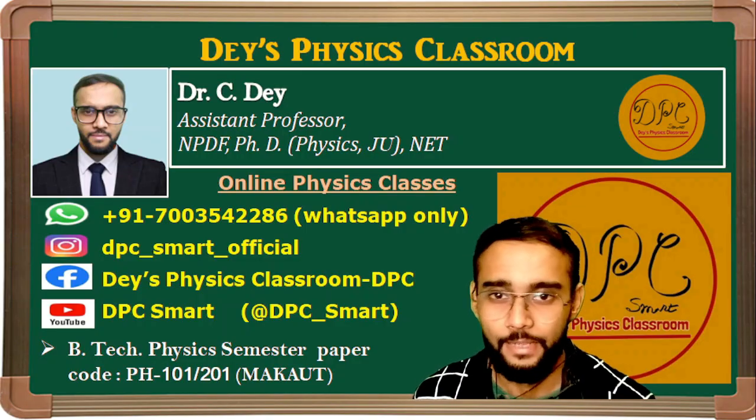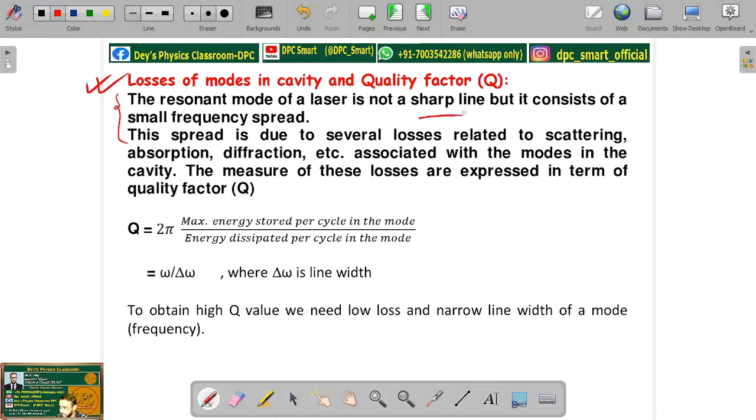The resonant mode of a laser is not a sharp line, but consists of a large spectral frequency spread, and this spread is due to several losses related to scattering, absorption, diffraction, etc., which are associated with the modes in the cavity. So the measure of these losses is expressed in terms of Q, the quality factor. Now, quality factor is 2 pi into a ratio. The ratio is the maximum energy stored per cycle in that mode divided by the energy dissipated per cycle in that mode. That means output by input, and the quality factor is denoted by 2 pi into that ratio.